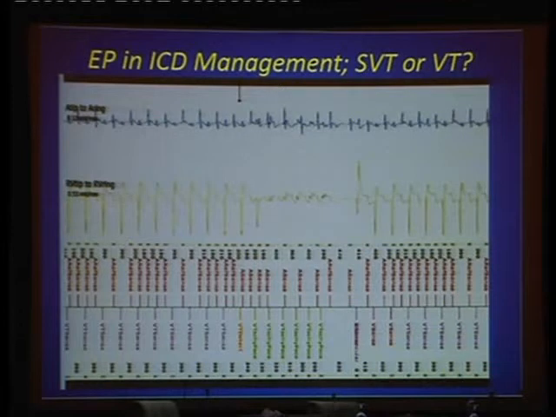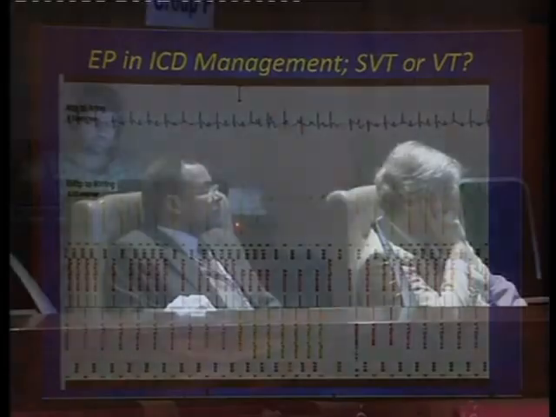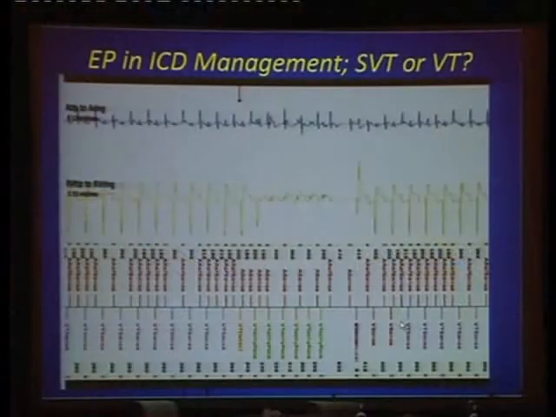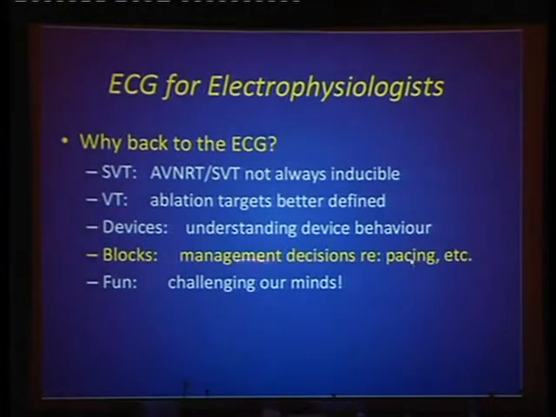You need to want to study rhythms. You need to want to study electrograms and electrocardiography to recognize this is diagnostic of an atrial tachycardia. This isn't VT, and you even know what kind of tachycardia it is. So, beautiful example of how studying the ECGs and the electrograms bring us to the correct diagnosis.